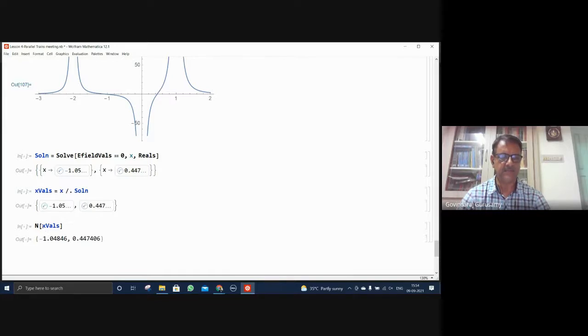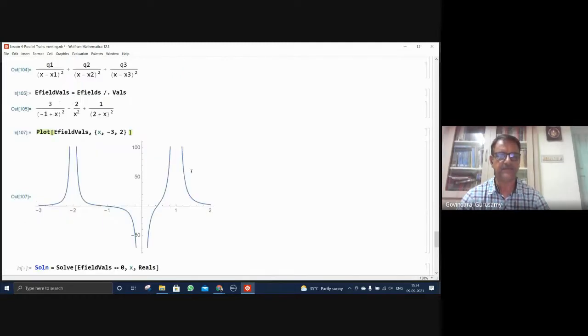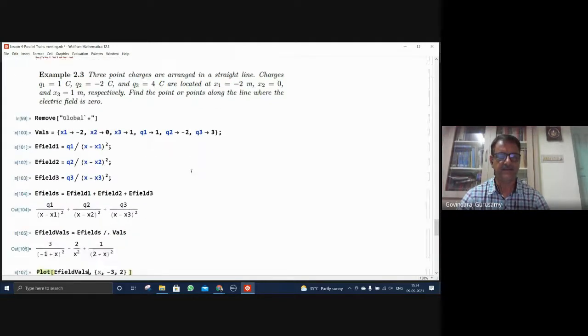One is at the numerical value, evaluate x values, the x solution has been found. This is equal to minus 1.04856, and this is the point at which it goes to 0. The other one is 0.444. This is sitting here. It goes to 0. So comfortable. Okay.